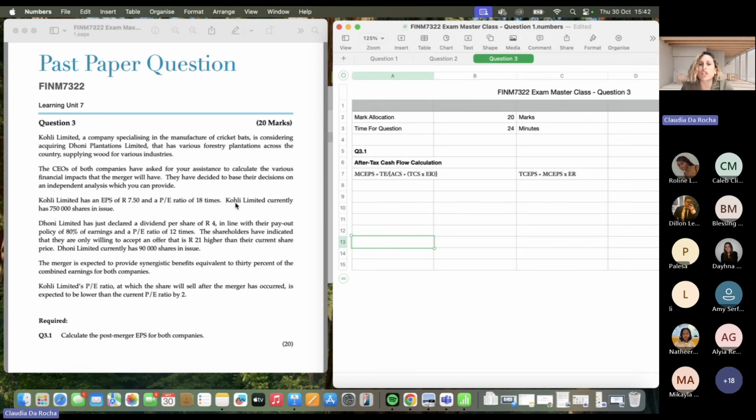Okay, so first place that we start is we have to include the formulas which we have. We're going to first calculate for the acquiring company, which is Coley. And then we also need to calculate for the target company, which is Donny.